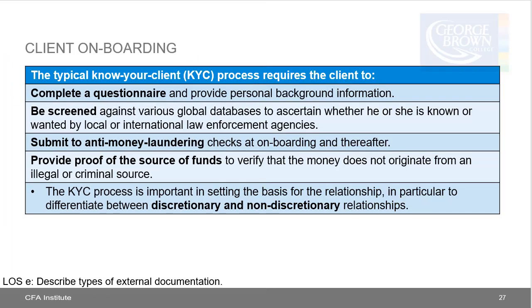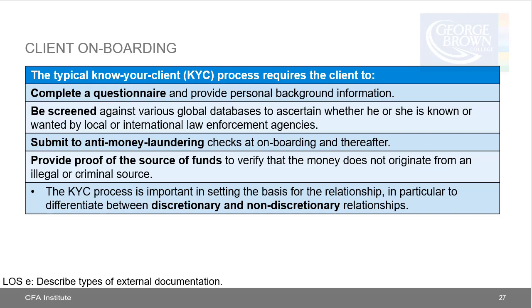Now we're looking at, in more detail, client onboarding and the types of external documentation. So client onboarding is the process by which a company accepts a new client and inputs the client's details into its records to enable the company to conduct transactions with and on behalf of the client. The typical Know Your Client KYC process requires the client to complete a questionnaire and provide personal background information, including documentary proof of identity, for instance, a passport, addresses, and other personal details.